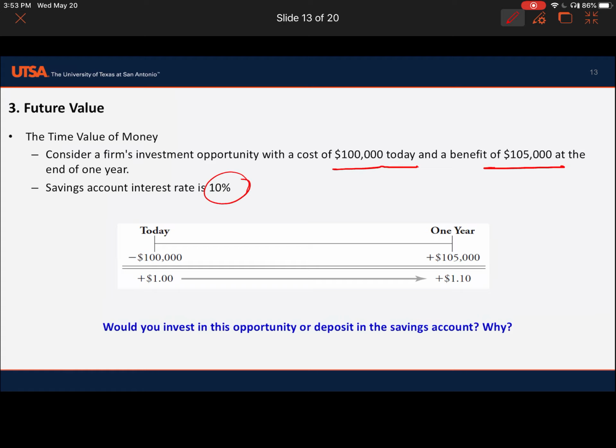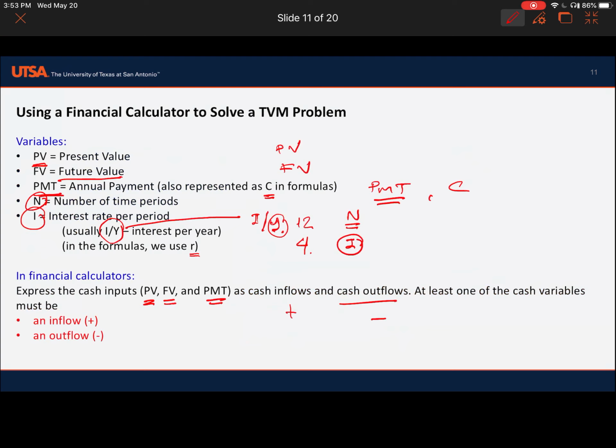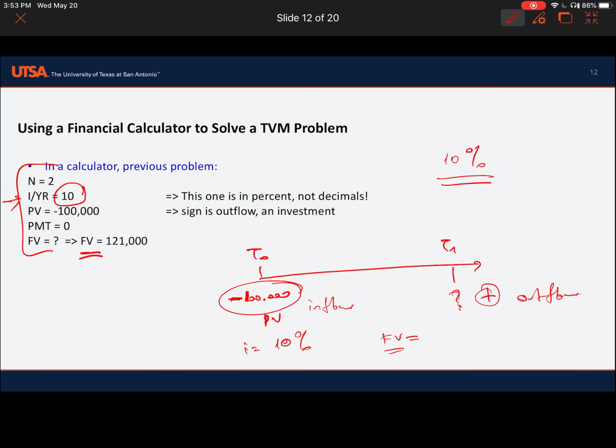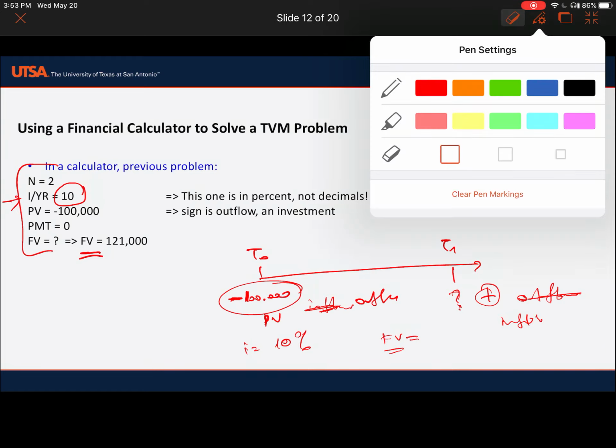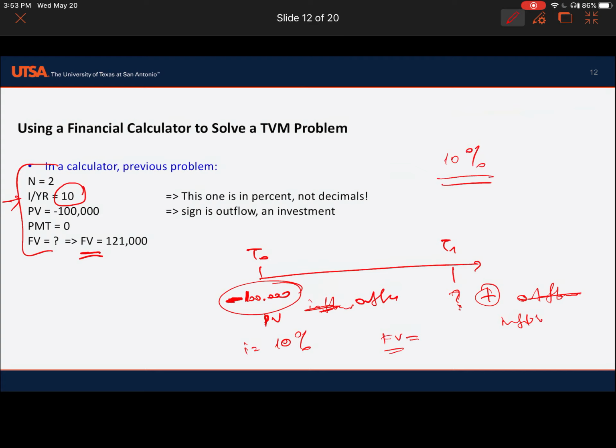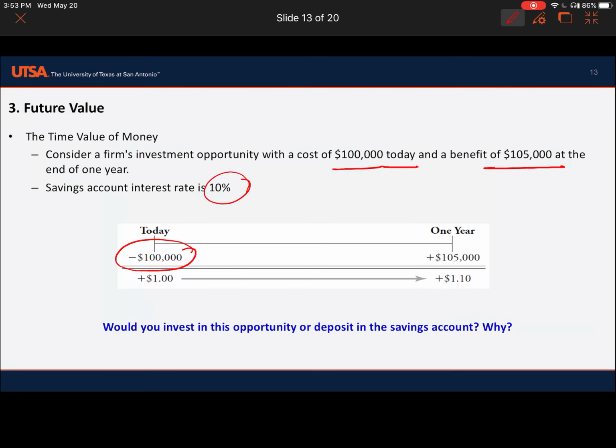We can explain it by looking at the figures. Like we have a $100,000 investment today. This is outflow. Okay, this should be outflow. This is inflow. Sorry for the confusion. Okay, this is outflow. The plus sign is inflow. So we have outflow here in this question, and inflow is here, 1 year.